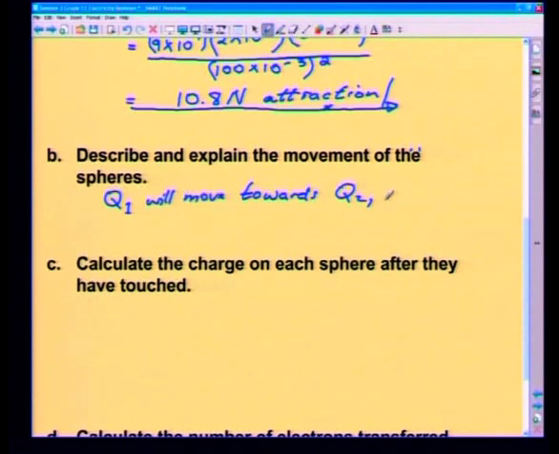And at the same time, Q2 will move towards Q1. Or you can sum it up and say Q1 and Q2 will move towards each other. That's all. You are saying there is attraction. That is the bottom line here.